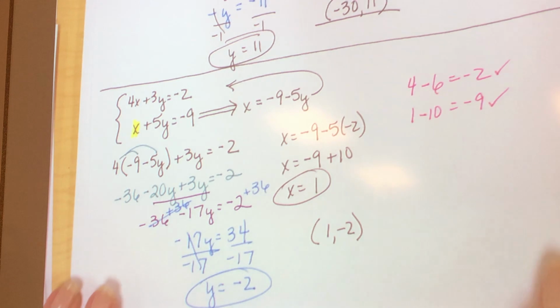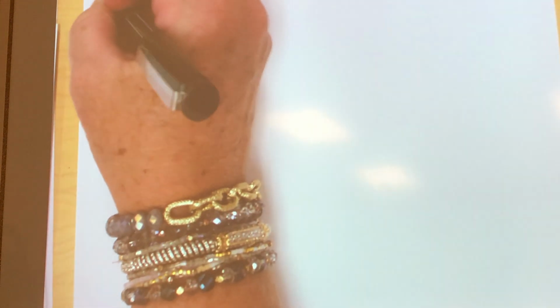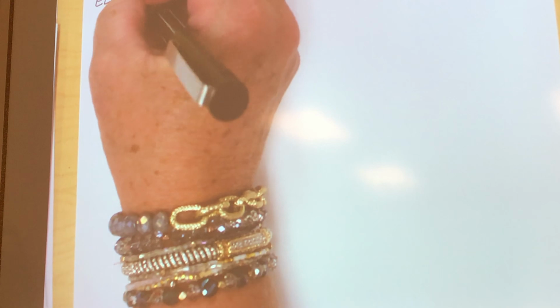Okay, so let's do the next one. So that's substitution. Now we're going to talk about elimination. We're going to do the same thing. We're going to mark 2 problems, one together and then one by yourself. So, elimination. This is called elimination because the object of the game is to eliminate one of the variables. So then you'll have one equation with one unknown and then you can solve for it, okay?